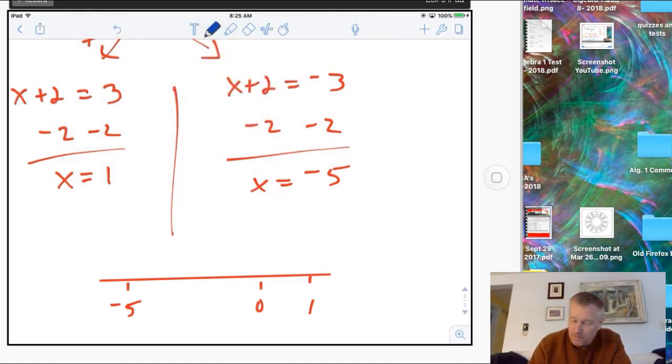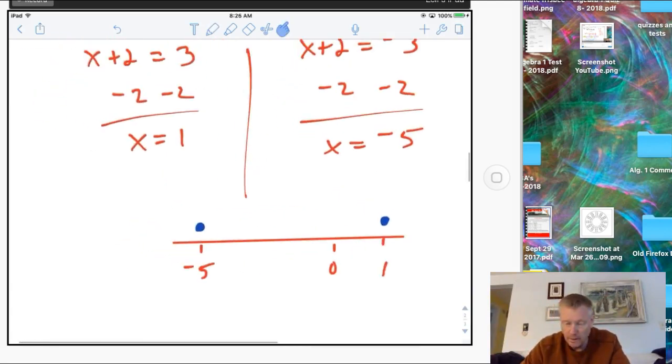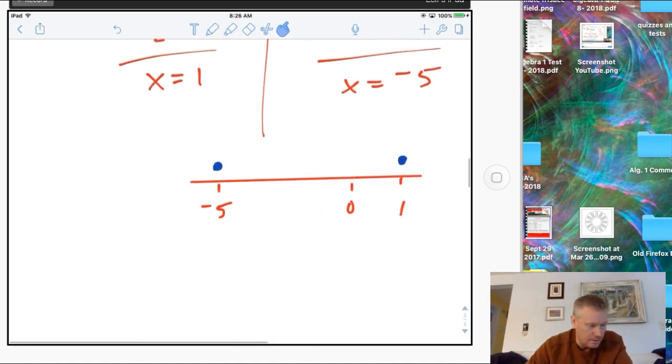All right, so I got two solutions here. X can be negative 5 and x can be 1. And those are my two numbers, okay? And you just put the dots there. That's it. All right. Next one, number 3. Sorry, number 4.